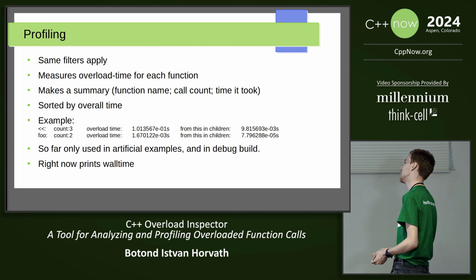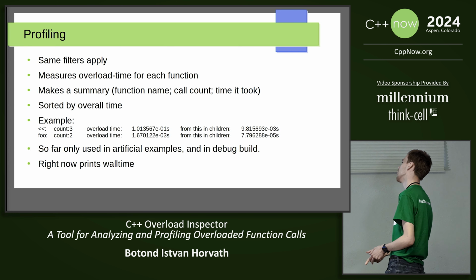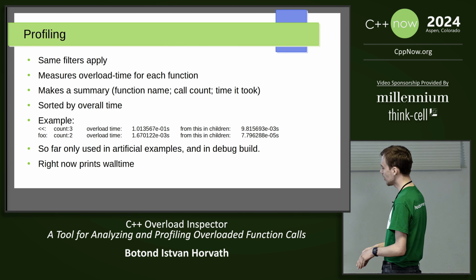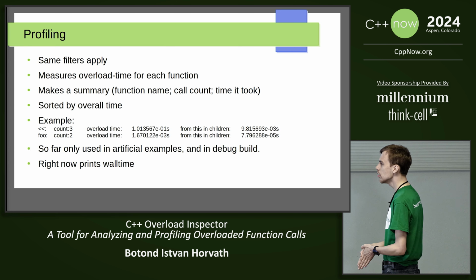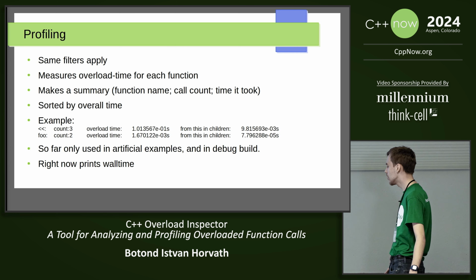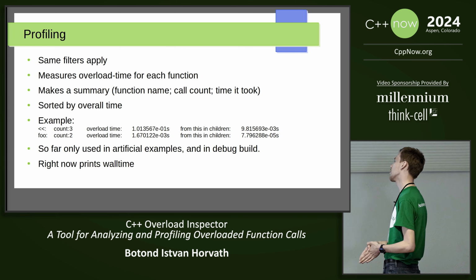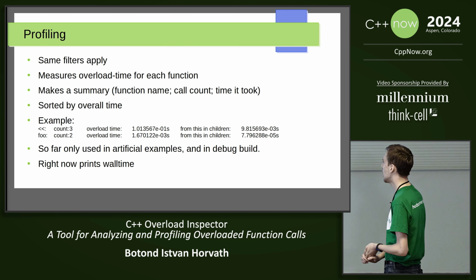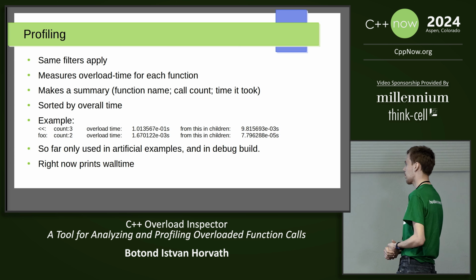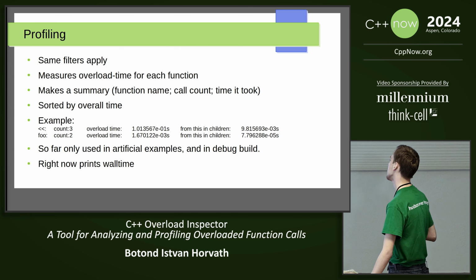I believe that this is more important information than the information about the individual overloading time. I can be wrong. Maybe it would be more useful for me to print all the overloading times, but right now I print this way.